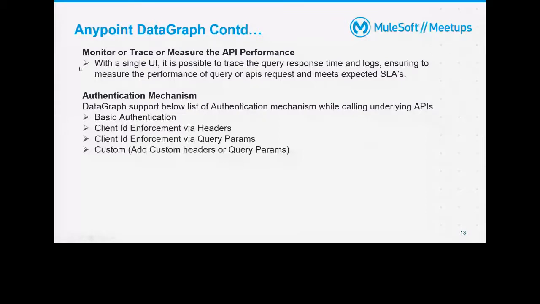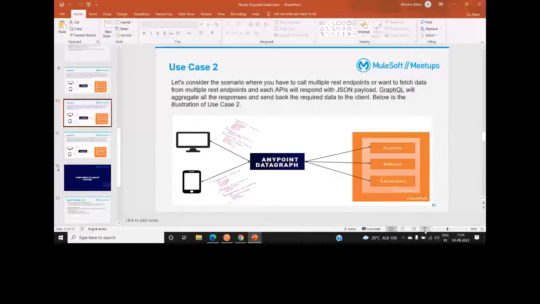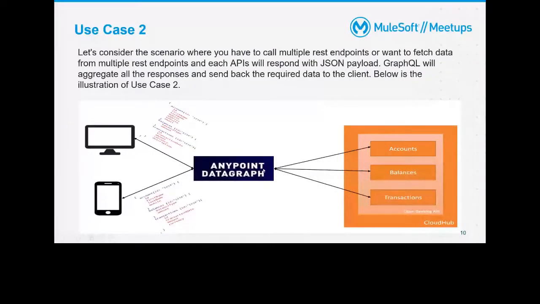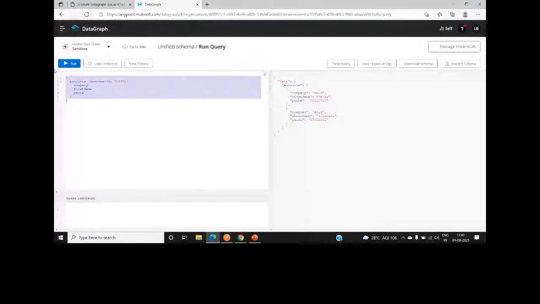Before that, we have seen the first use case. Now I will show the second use case, where we have to call multiple endpoints, and Anypoint Datagraph will do the aggregation and the orchestration of the calls, and then send the response back to the client. Let me show that. We will use the same API, but this time we will call multiple endpoints. So let me remove this.